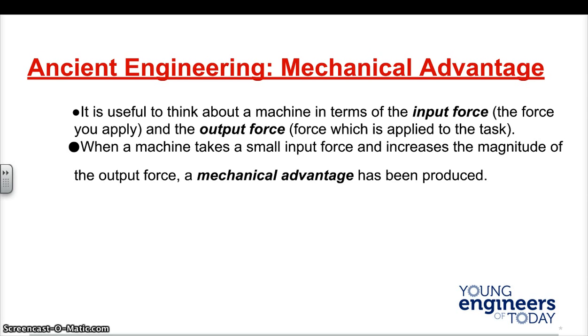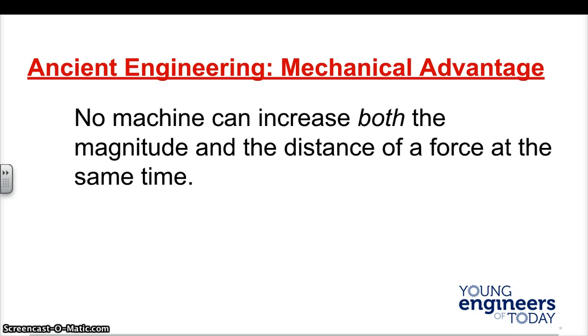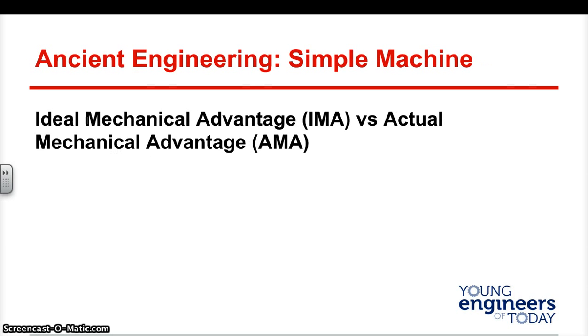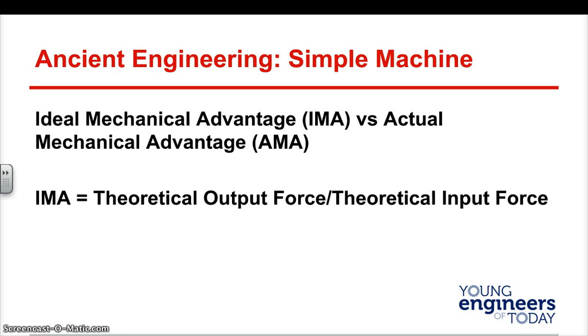It is useful to think about a machine in terms of input force, the force you apply, and the output force which is applied to the task. When a machine takes a small input force and increases the magnitude of the output force, a mechanical advantage has been produced. No machine can increase both the magnitude and the distance of a force at the same time. Remember that. Okay? Now, IMA, ideal mechanical advantage, and AMA is actual mechanical advantage.